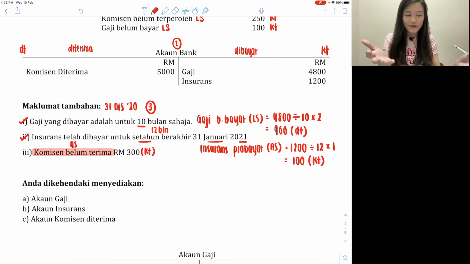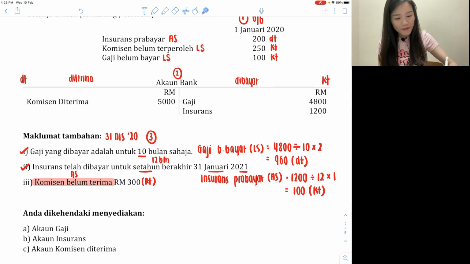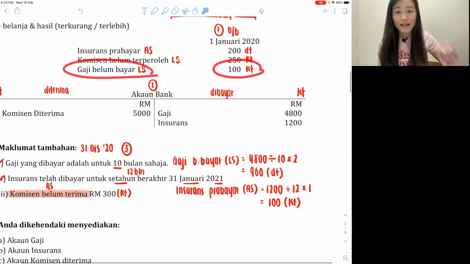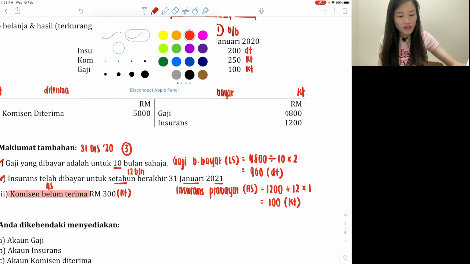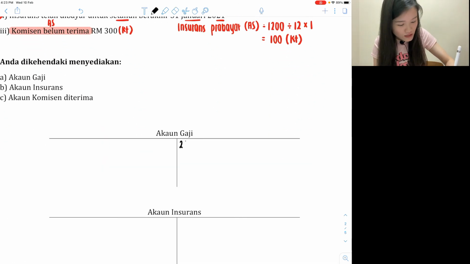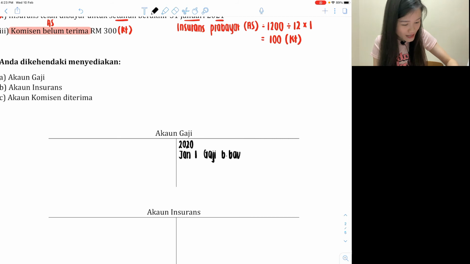So right now, what are you supposed to do? Go step by step. Let me demonstrate for you gaji how to do. So starting from first step, gaji belum bayar on the credit side, 100 ringgit first. So I'm now going to go into the credit side of our account gaji, put in 2020, January 1st. Gaji belum bayar of 100 ringgit.